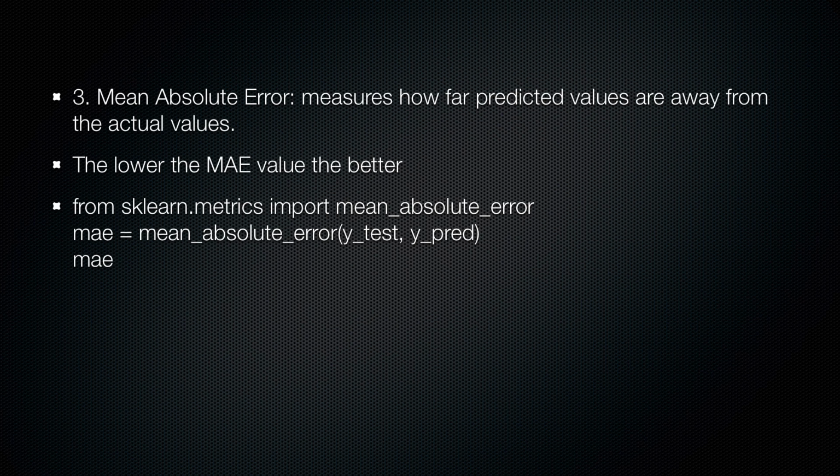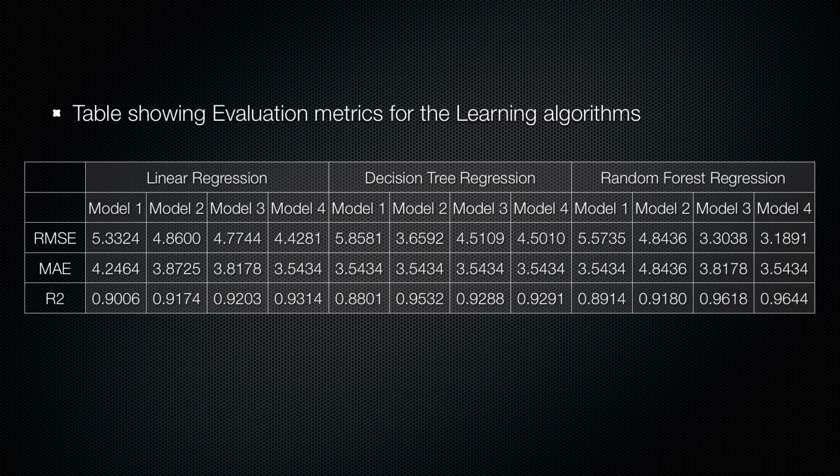Third, mean absolute error measures how far predicted values are away from the actual values. The lower the MAE value, the better. Table showing evaluation metrics for the learning algorithms.